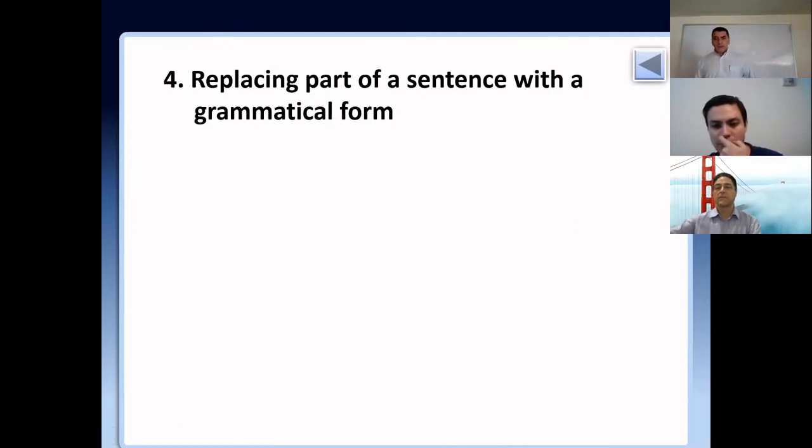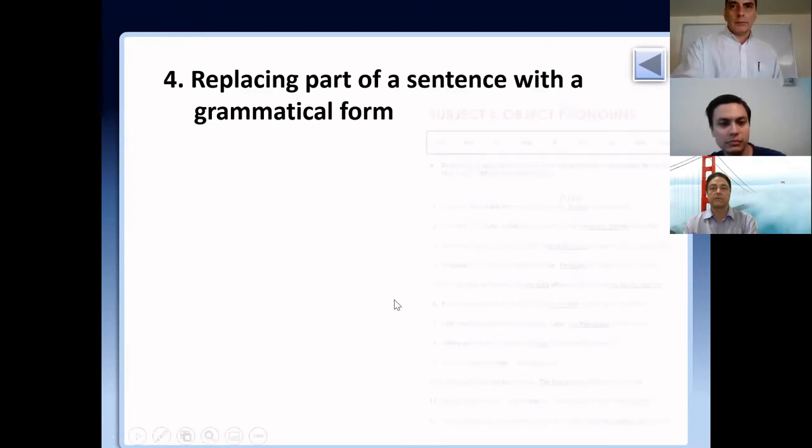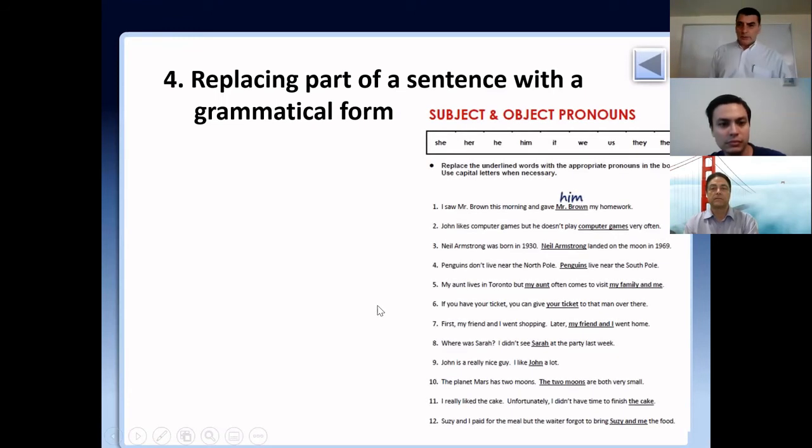Okay, so in this type, replacing, students are given a sentence and have to replace part of the sentence with some other kind of equivalent grammatical form. The example we see here is that students have to replace the underlined part of each sentence with a suitable pronoun. So this is another type. Perhaps not so common, but just as valid as all the others.